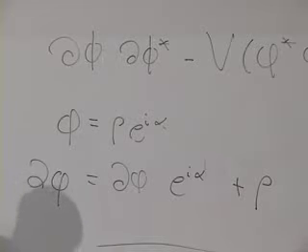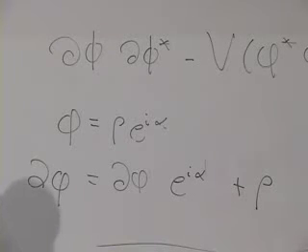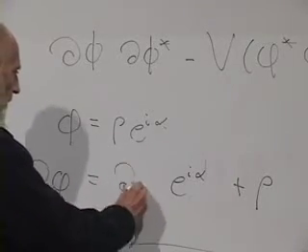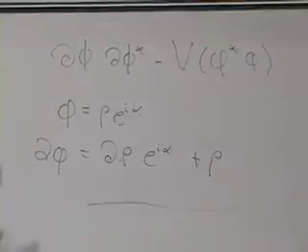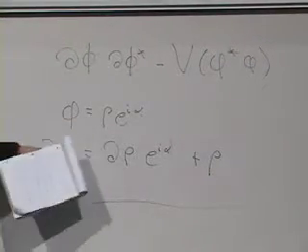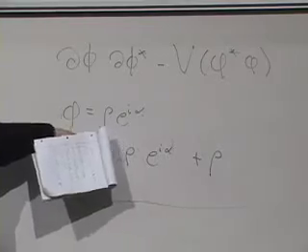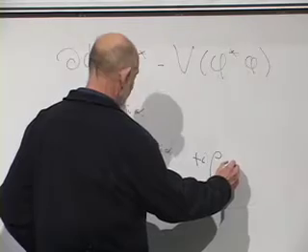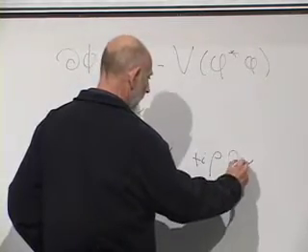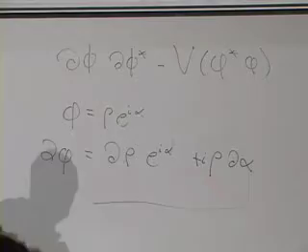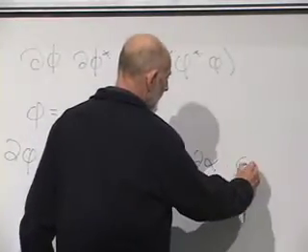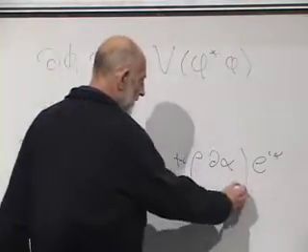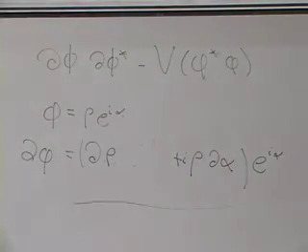Did I leave something out? Sorry, I should have put rho here. Derivative of rho, thank you. Derivative of rho times e to the I alpha plus rho times the derivative of e to the I alpha. And that's I rho times the derivative of alpha, all times e to the I alpha. Let's factor out e to the I alpha and put it on the outside. Okay, so that's the derivative of phi.